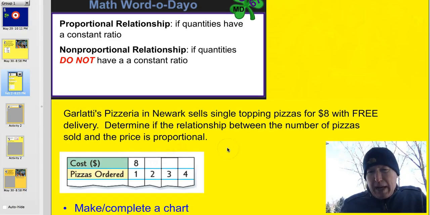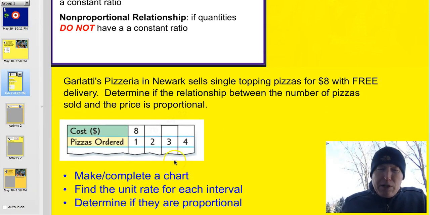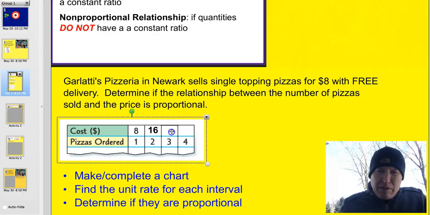Well, here's some steps I just kind of laid out for you. You generally have to either make or complete a chart, and then find the unit rate, and then determine if they're proportional. So let's just go ahead and start off by completing this chart here. So one pizza, that was $8. So 2 would be 16. 3 would be, come on, here we go.